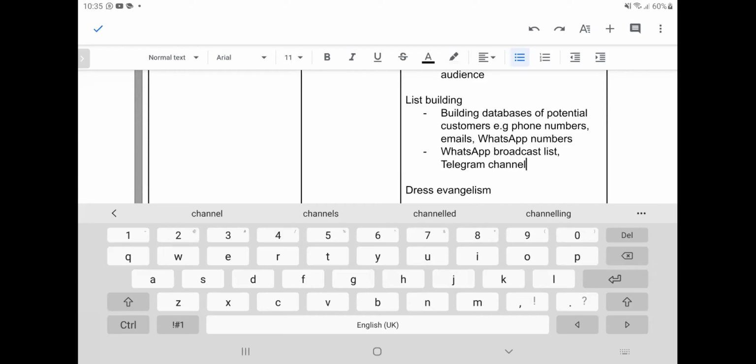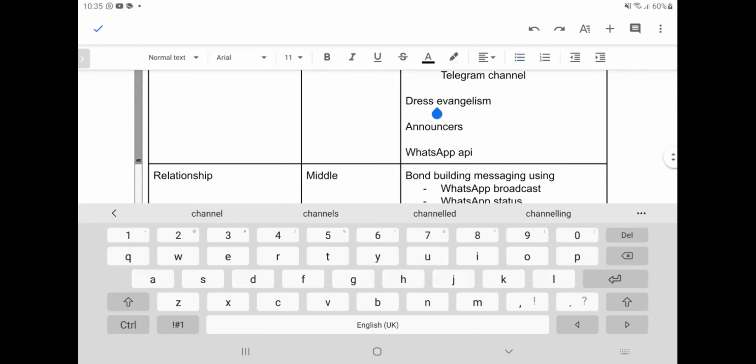And for some people, you can build lists as an Excel spreadsheet for bulk SMS, you know. So if you don't send broadcast messages on your WhatsApp broadcast list, or send messages to your Telegram channel, you can send bulk SMS.